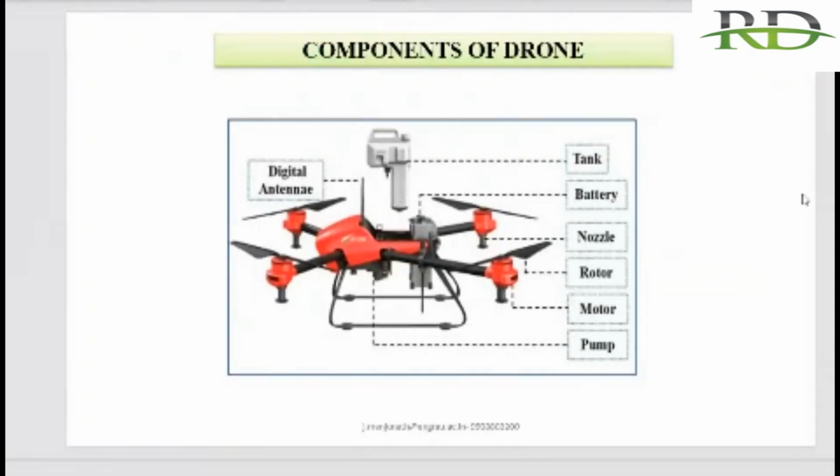Next, these are the components in the drone. This is especially a spraying drone. We have the RC remote control, the water tank, battery and nozzles, rotor, motor and pump, and also one frame, with propellers fixed onto the BLDC motor. These are the components observed in a spraying drone.